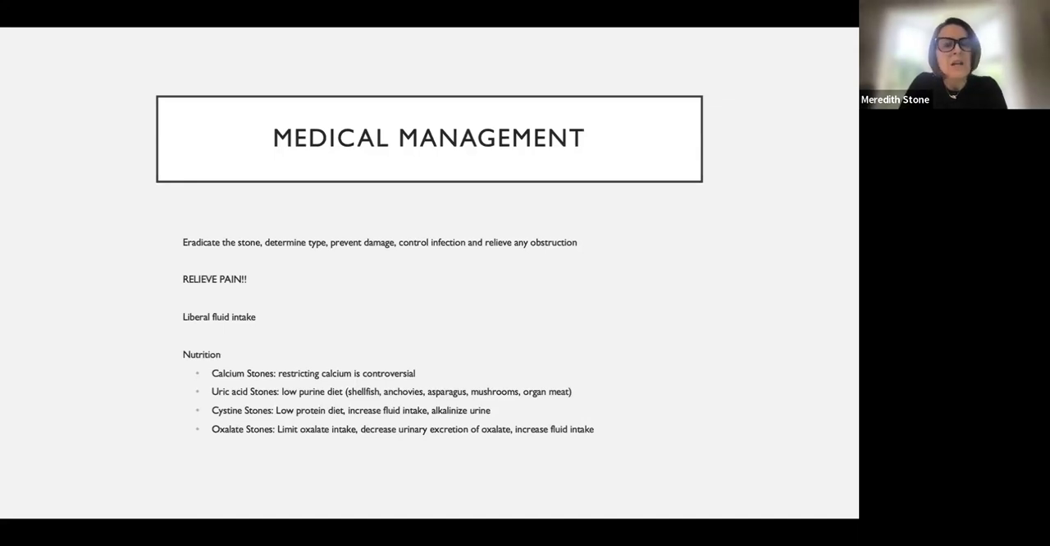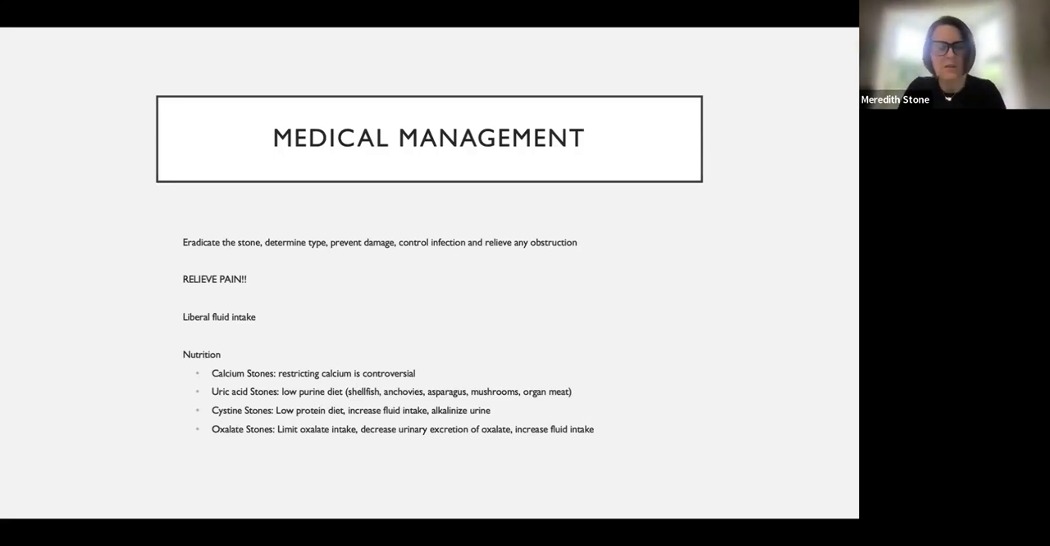The other thing, again, is that there is extreme pain a lot of times with this. So we try to fix the cause if we can, but in the interim, especially if somebody is just naturally trying to pass the stone, a lot of times they do require pain medication and liberal fluid intake.